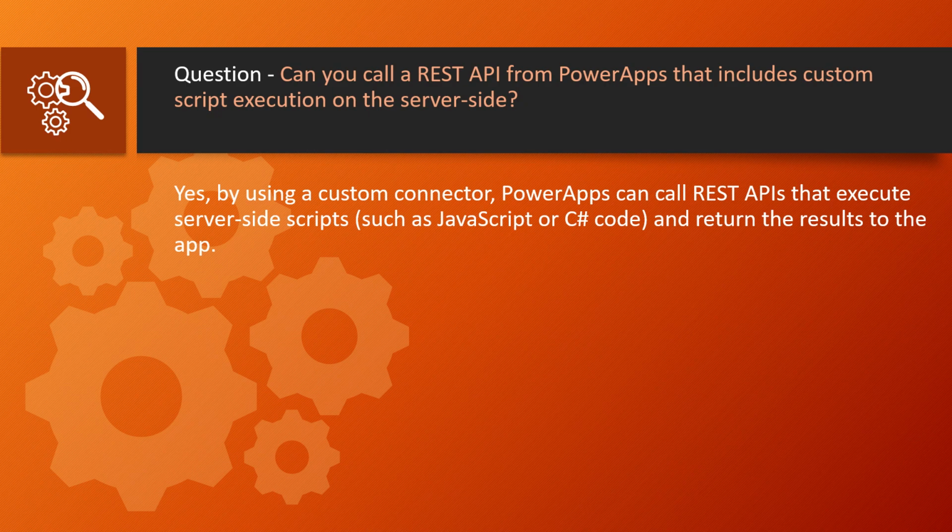Can you call a REST API from Power Apps that includes custom script execution on the server side? Yes, the answer is yes. By using a custom connector, Power Apps can call the REST API that will execute the server-side script like JavaScript or C# code, and it returns the result to the app.